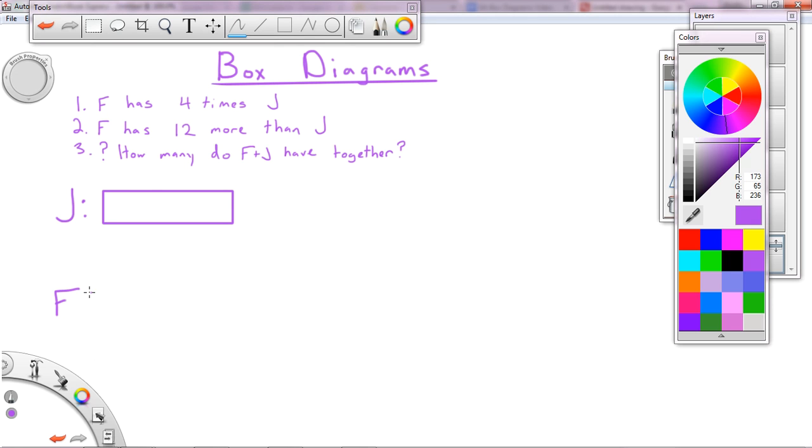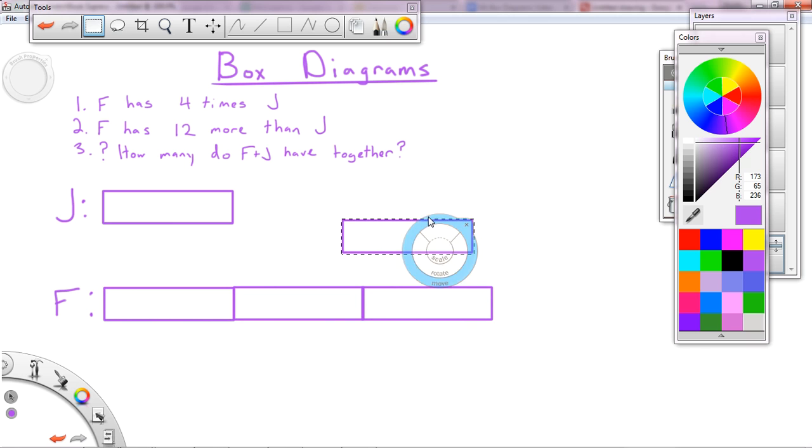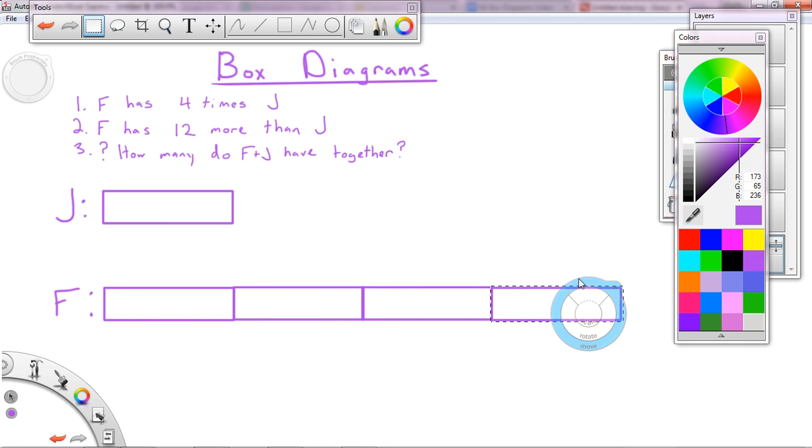Now, I don't know how much that is. I don't know how much Forrest has, but I do know that Forrest has 4 times as much as Jenny. So I'm going to take this box and I'm going to make 4 of them and give them to Forrest. 1, 2, 3, and 4. There we go. Okay, so that takes care of our first piece of information. Can you see here that Forrest clearly has 4 times as many shoes as Jenny? Sure. Okay, so that's taken care of.